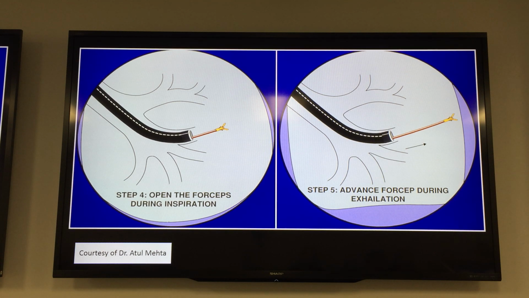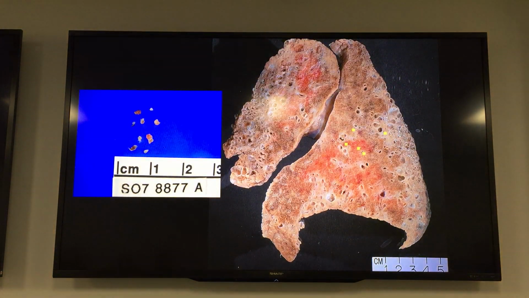Also, these are technical notes mostly for pulmonologists: you open the forceps during inspiration, advance the forceps during exhalation, and then you get small pieces of tissue like you see on the left-hand side. See how small it is? There's a 1 centimeter mark, and these are tiny millimeter-sized biopsy fragments. As opposed to this, a biopsy done by a surgeon is not small like this. You get bigger pieces of tissue. Those are called surgical lung biopsies, which are biopsies done by a surgeon.